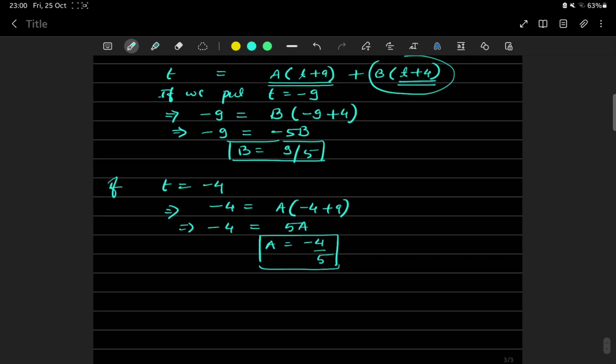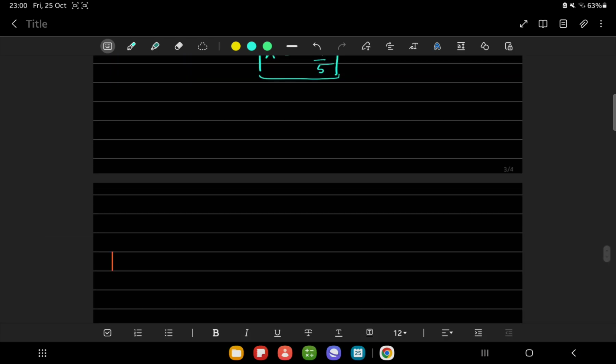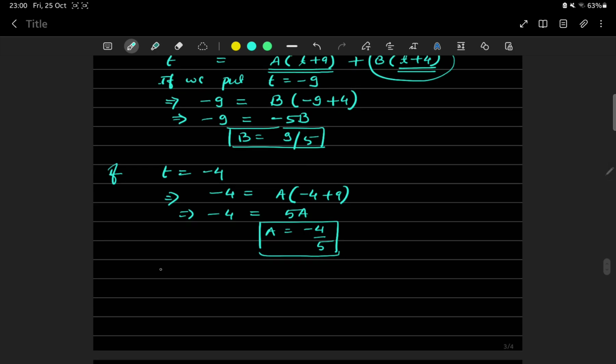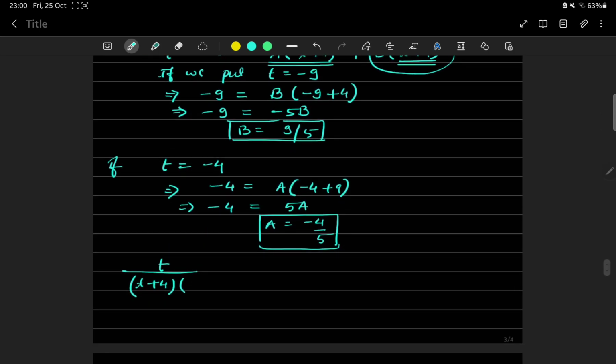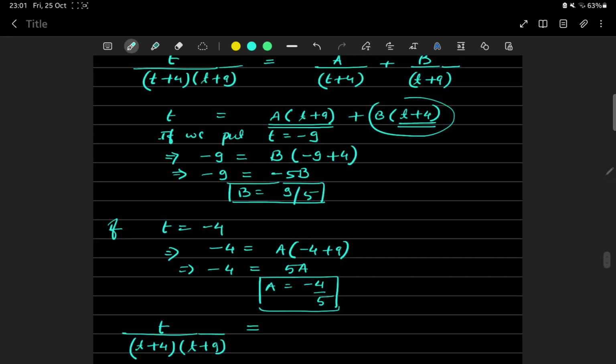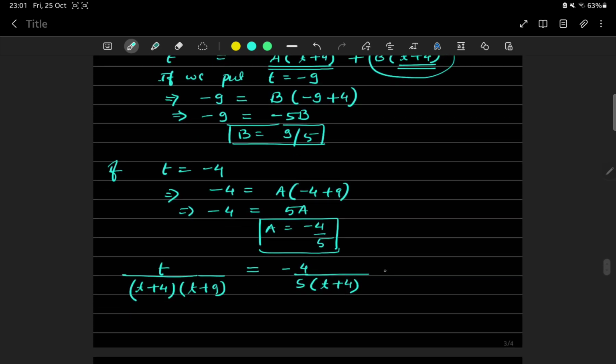Now we had t upon (t plus 4)(t plus 9). This can be written as, now we have the value of A as minus 4 by 5, so this can be written as minus 4 by 5 upon (t plus 4). In this manner we can write it, and the value of B is 9 by 5, so we can write 9 by 5 upon (t plus 9). Okay, so this is what we have got.